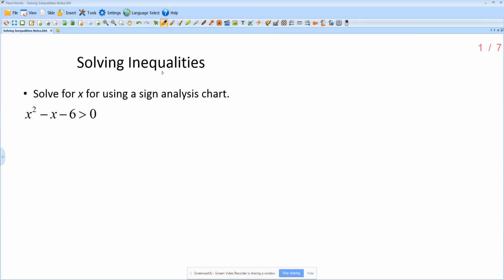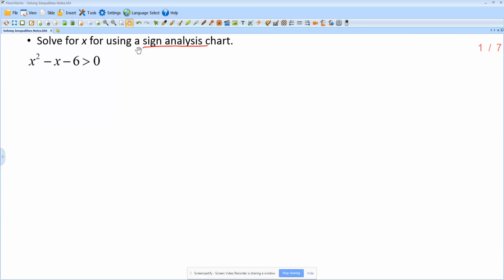So solve for x using what's called a sign analysis chart. Sorry, I've said "so" a lot of times so far. X squared minus x minus 6 being greater than 0. So what we're looking to see is when is this function positive? The way in which we do that is we factor this so that we can get what are called critical numbers or critical values. So if I factor this, this is just type 1 simple factoring.